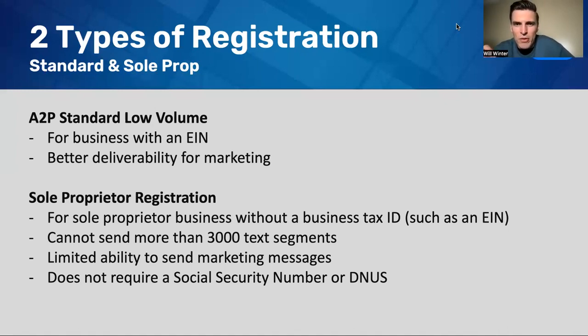Key thing that you need to know about these two types. Yes, sole proprietor is easier, but it's limited. If you have an EIN, always go for the standard low volume with EIN. You may think, hey, I want to get away with a faster or cheaper process. They will catch on. They will get you in trouble. They've got a pretty robust system for tracking and monitoring how you're using your registration. So those are the two types, standard and sole prop, that we'll go through. And I'm going to walk you through what the Trust Center registration process looks like.